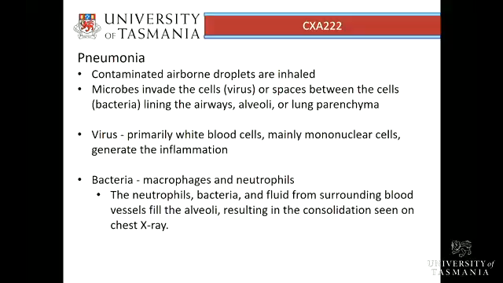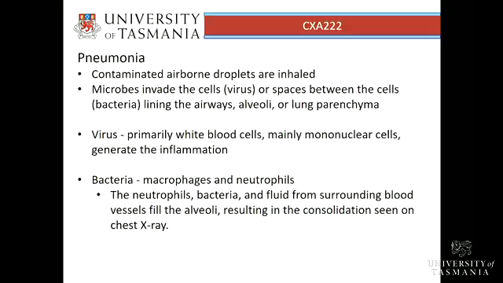So essentially we inhale contaminated airborne droplets, so someone will cough or sneeze in your face, and these will contain little microbes or viruses that will invade the cells. The bacteria will invade the interstitial tissue between the cells, while the viruses will invade cells themselves. It's predominantly lung parenchyma that's involved. We do see some of the stroma, but as I said, it's the airways and the air sacs that are primarily involved. We do see two different morphological patterns. If it's a virus, then we generally see mononuclear cells, and if it's a bacteria, then we see the full-blown inflammatory response that we looked at last week.